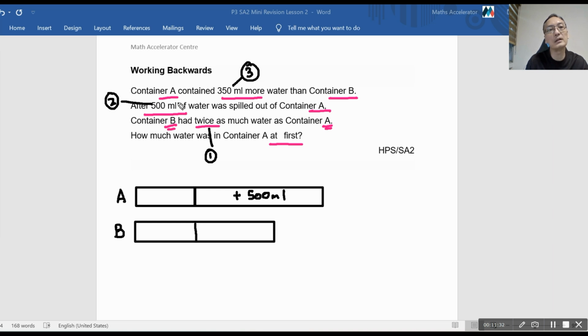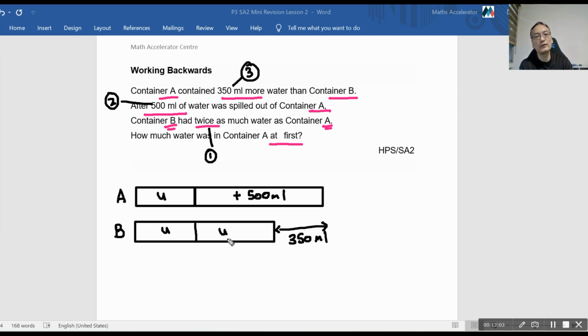Step 3 says that now container A has 350 more water than container B. That indicates the difference between A and B. This is 350. So we have 1 unit for A over here and 2 units of B. Okay, so now our model is completed. So let's see how we can solve the question.